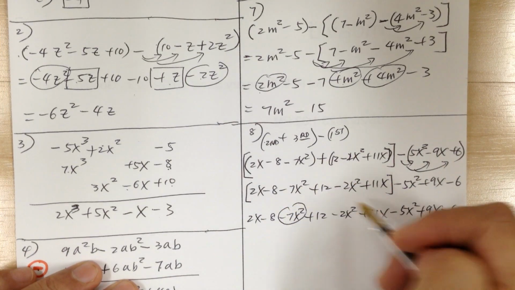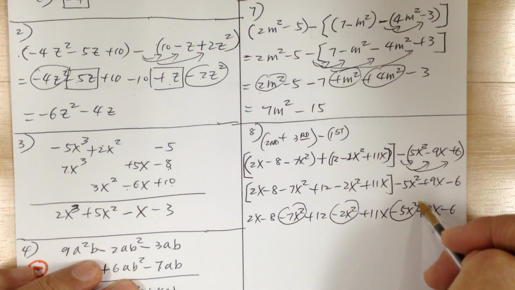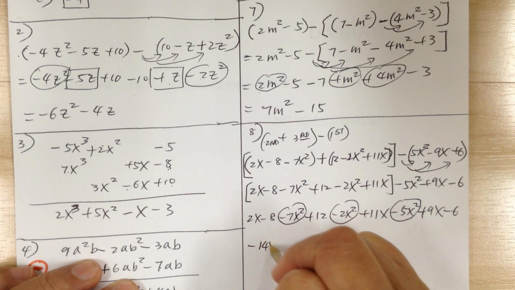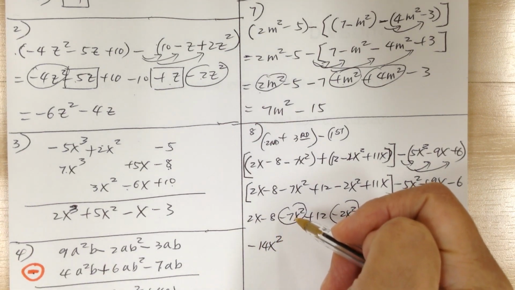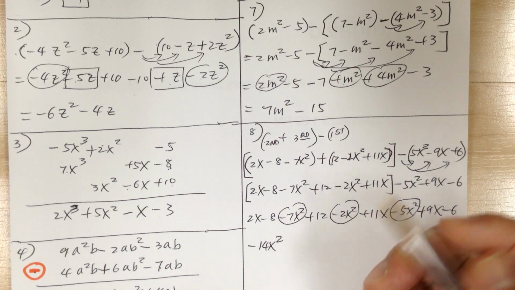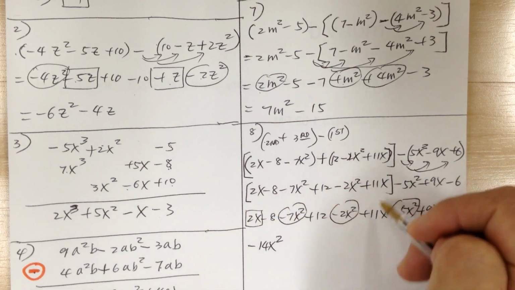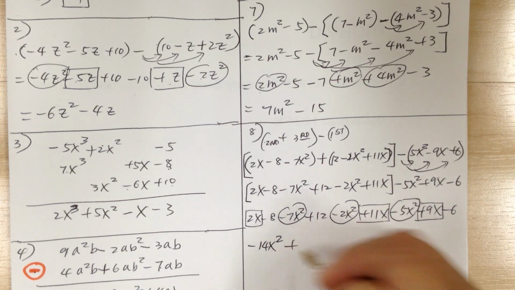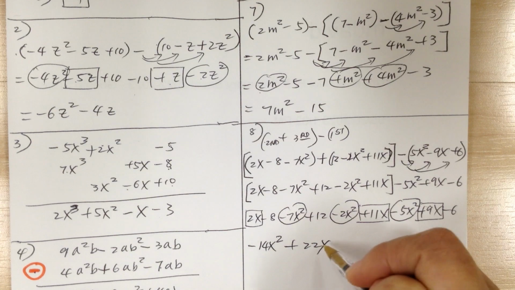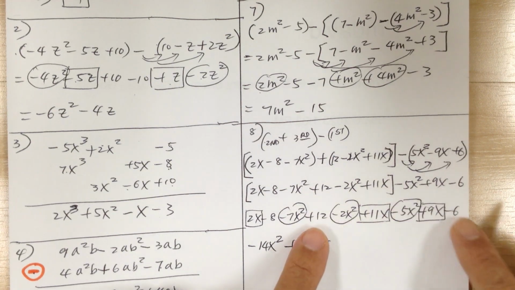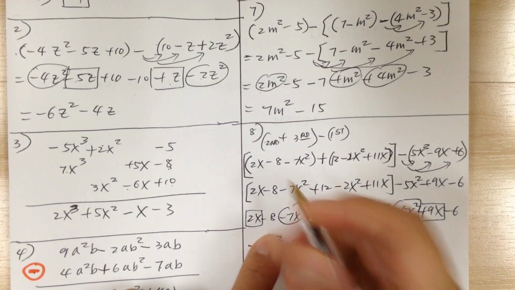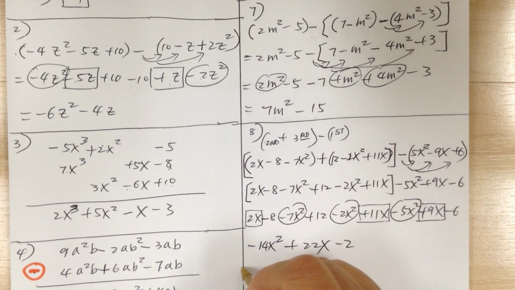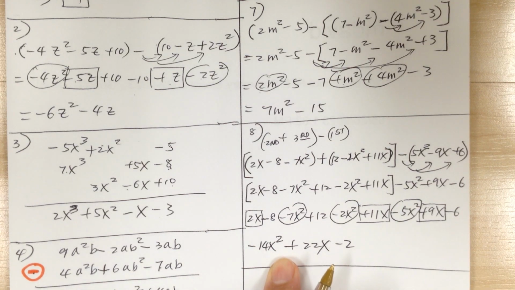So start with the square term. So negative 7, negative 2, so this will give me negative 14x squared. Okay, and then let's do the x term. So you got 2, 11, and 9. So this would be plus 22x. And the number, this would give me 4. 4 minus 6 would give me minus 2. Okay, and that would be your answer.